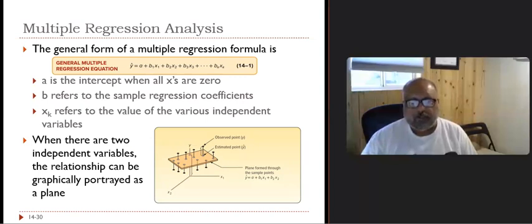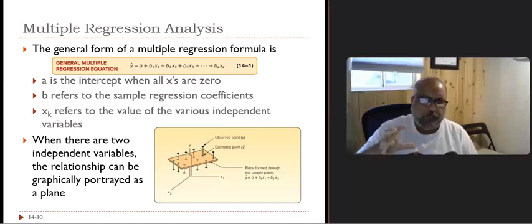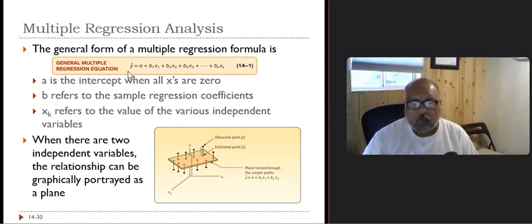Well, multiple regression analysis. Here we have multiple variables. Simple regression analysis is a relationship between two variables, x and y. But in this case, y is of course the dependent variable, and we have x1, x2, x3, and more than one independent variable. Sorry. Okay.